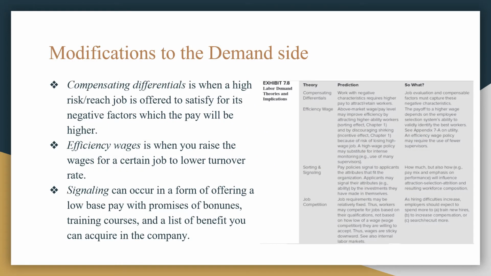Modification to the demand side. In this model, we can see there are three main factors for higher pay wages. Compensating differential is when a high-risk or high-reach job is offered higher pay to make up for its negative factor. For example, a construction worker is considered a high-risk job because they're putting their life on the line to work. This is why they get paid more money to be able to do what they do.